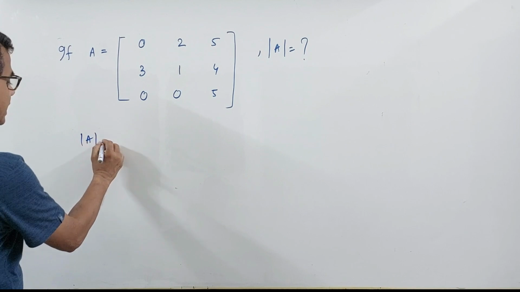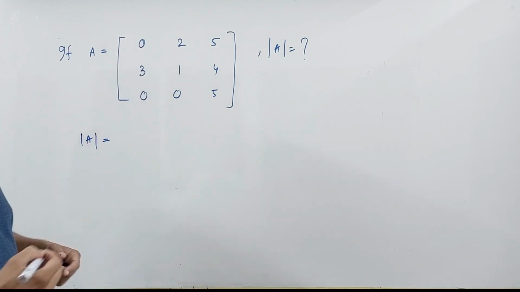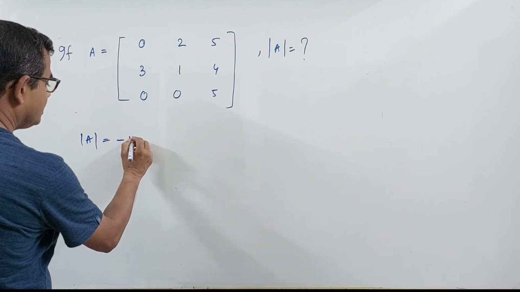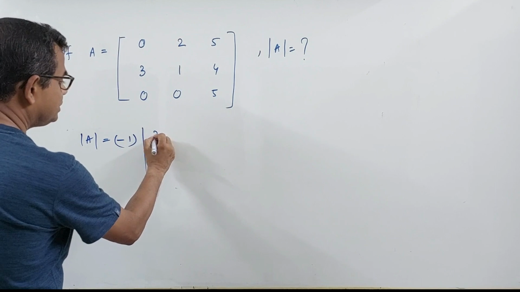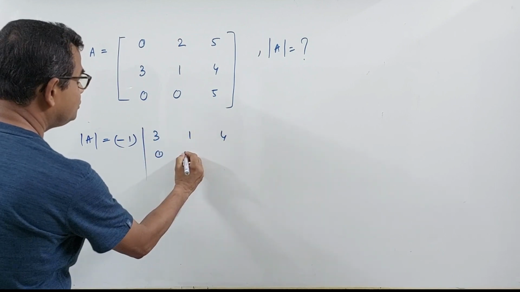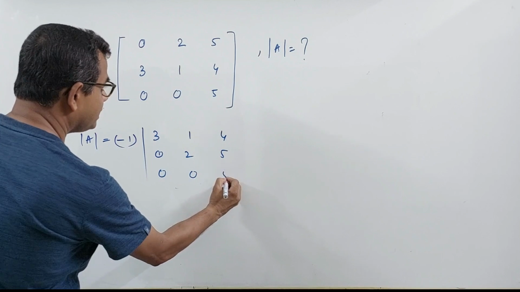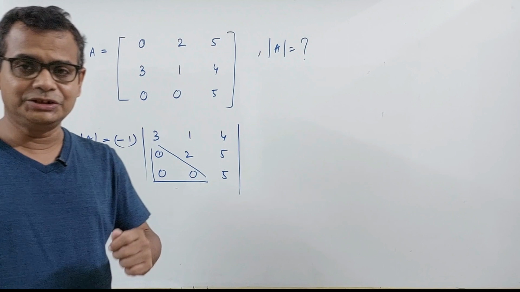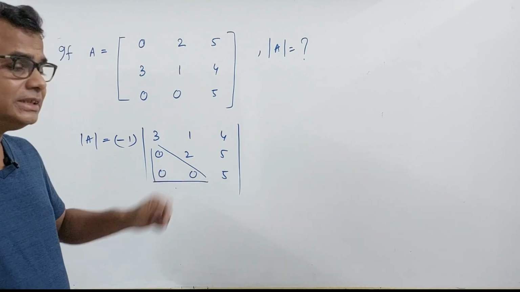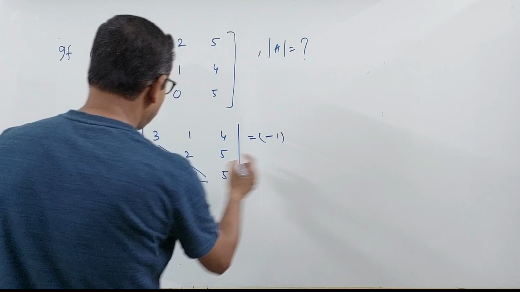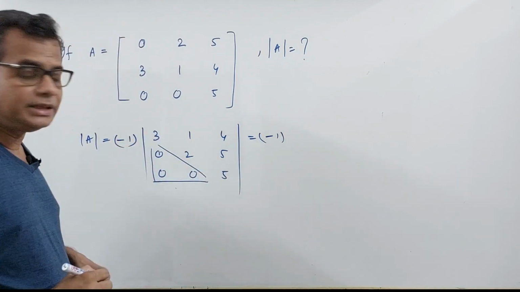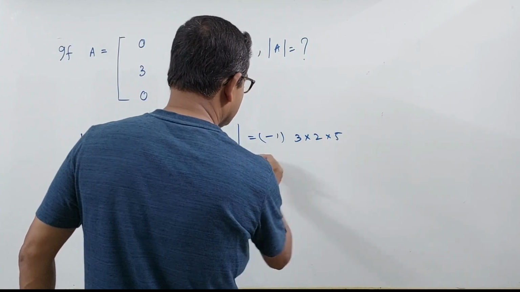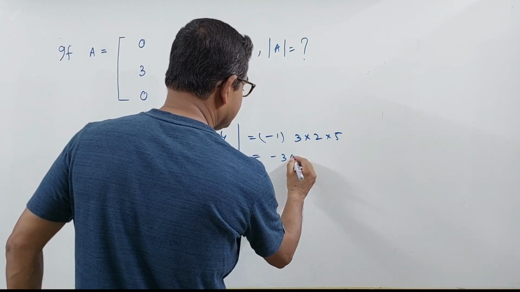So determinant A equals, just we switch row 1 and row 2, and minus 1 into 3, 1, 4, 0, 2, 5, 0, 0, 5. This is the triangle made of three zeros. So what is the value of this determinant? Minus 1 into 3 into 2 into 5. That is the product of diagonal elements, 3 into 2 into 5. We get minus 30.